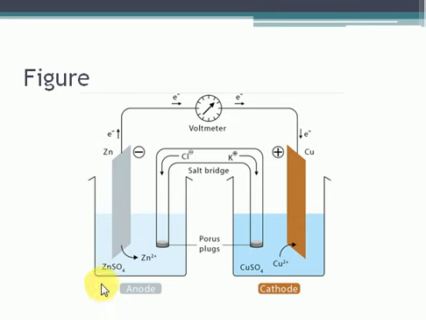This is a figure of galvanic cell. Here we have two compartments. One is with zinc electrode and zinc sulfate solution and the other is with copper electrode and copper sulfate solution. We also have a voltmeter and a salt bridge.